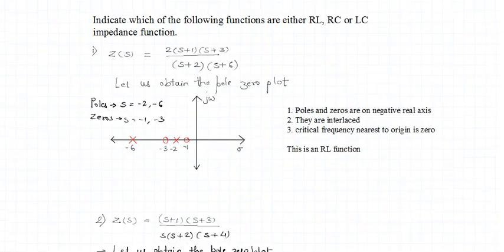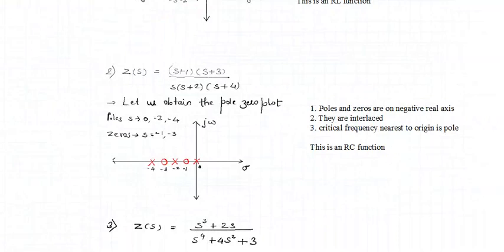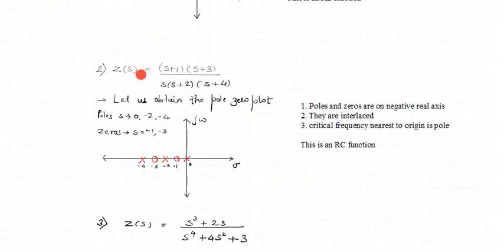Moving to the next example. Here's the second example. This is the driving point impedance given, and we have been asked to find whether it belongs to RL, RC or LC. To analyze that, we first need to identify the zeros and poles of the system. We equate the numerator to 0, which gives us the zeros of the system, -1 and -3. Let us equate the denominator to 0.